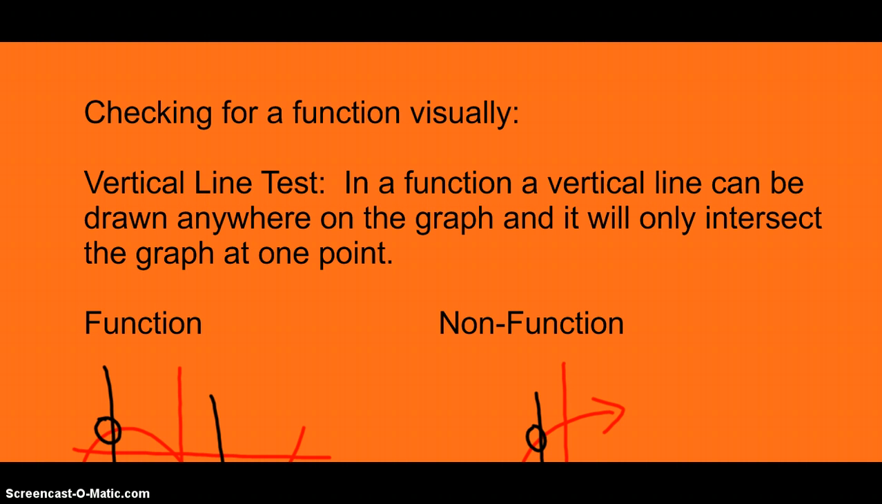Now we need to also consider that functions can be represented visually as a graph, and so checking for a function on a graph is much easier than checking for a function in an equation. You don't have to plug anything in, you don't have to do any work. All you have to be able to do is draw a vertical line. So the vertical line test says if you can draw a vertical line through the graph, it will intersect the graph at only one point. That is how you decide if it's a function.